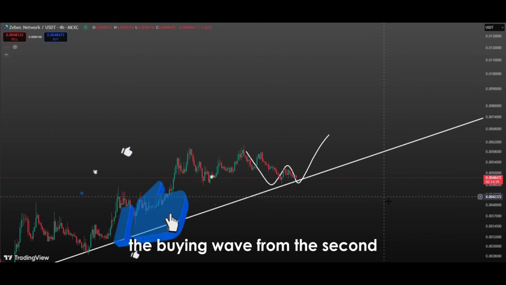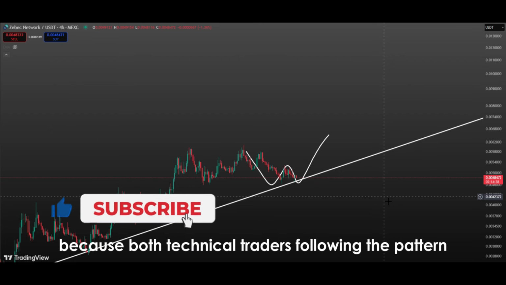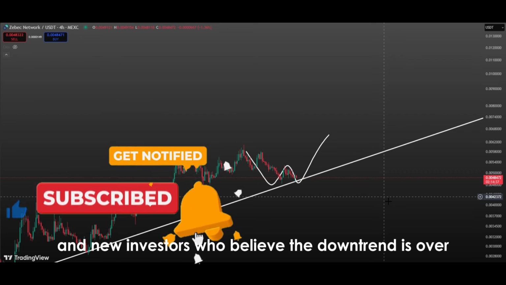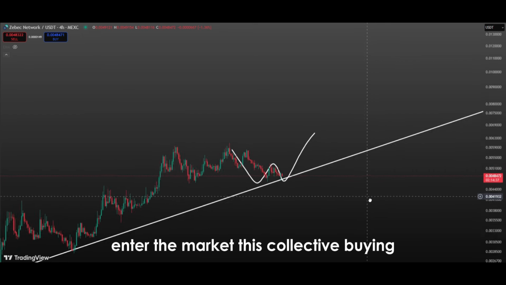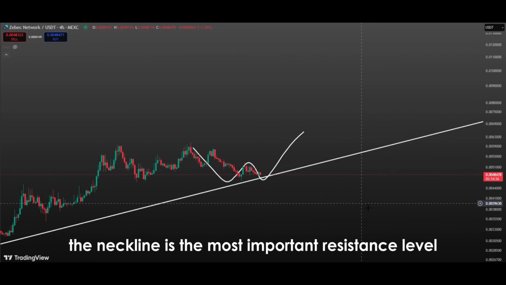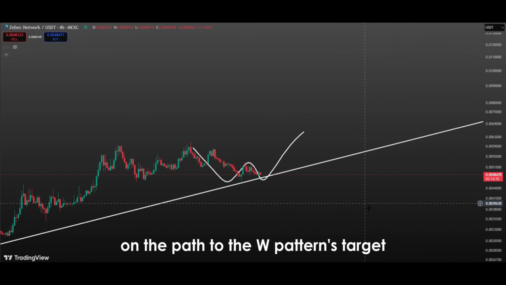The buying wave from the second bottom is usually strong because both technical traders following the pattern and new investors who believe the downtrend is over enter the market. This collective buying often pushes the price quickly to the neckline. The neckline is the most important resistance level on the path to the W pattern's target. After rising from the second bottom, the price reaches this line and may consolidate there for a while.